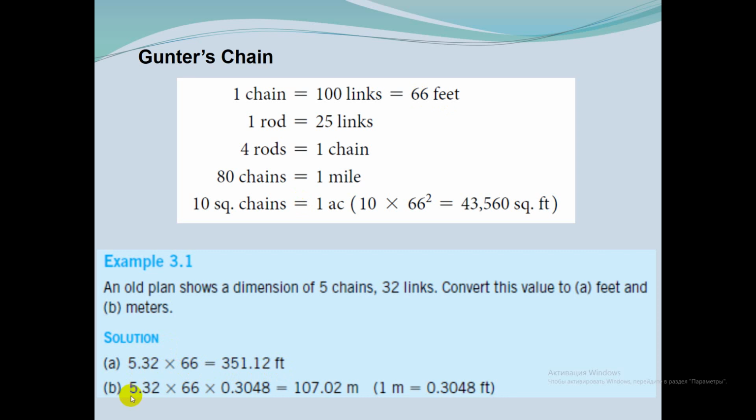And to meters: 5.32 multiplied by 66 multiplied by 0.3048 equals 107.02 meters, because 1 foot is 0.3048 meters.